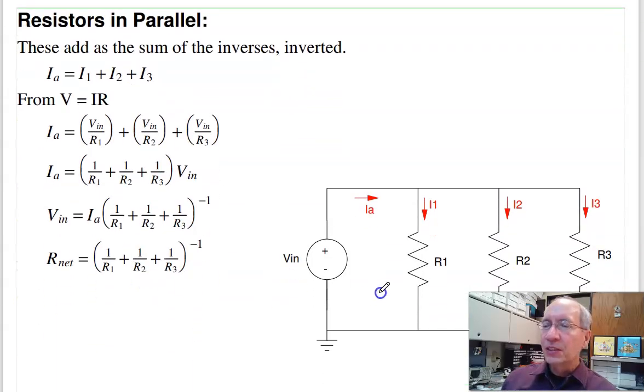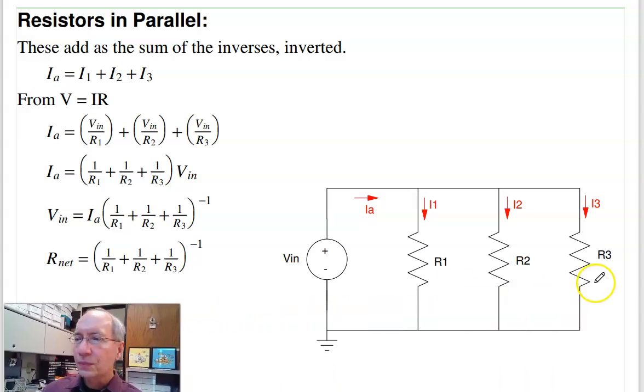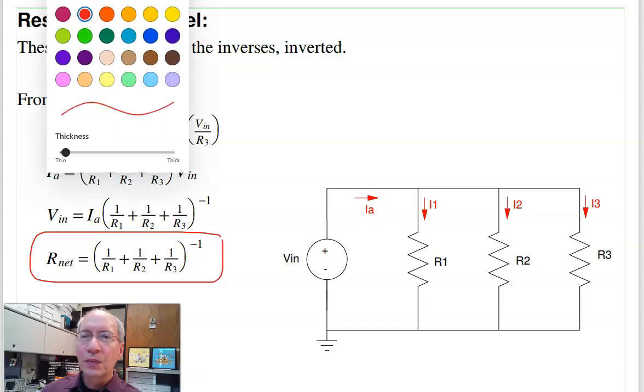Resistors in parallel. These are a little bit trickier. They add as the sum of the inverses. And you can see that IA is I1 plus I2 plus I3. I1 is Vn over R1. I2 is Vn over R2. I3 is Vn over R3. Factor out the Vn. Solve for V equals IR. Voltage is I times the sum of the inverses inverted. So that's the net resistance. The sum of the inverses inverted. So resistors in series add. In parallel, the inverses add. Take the inverse.